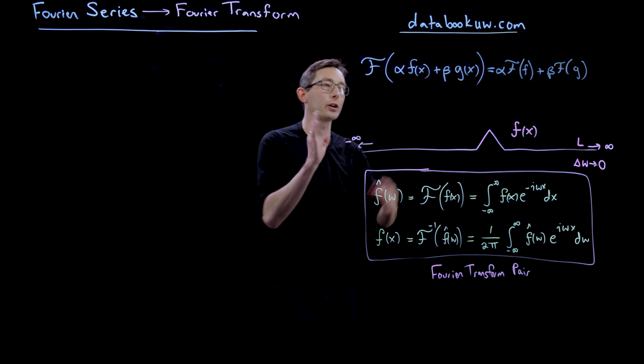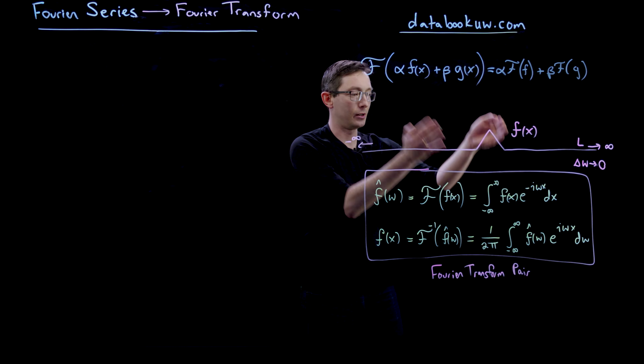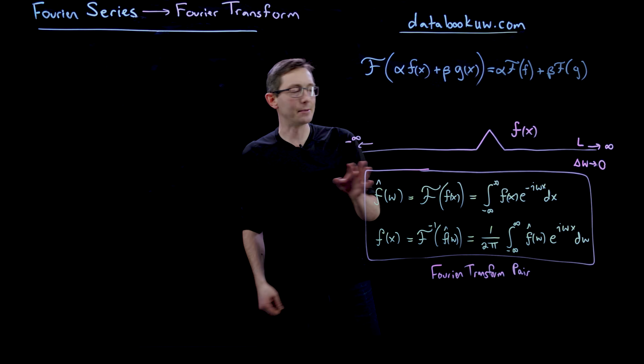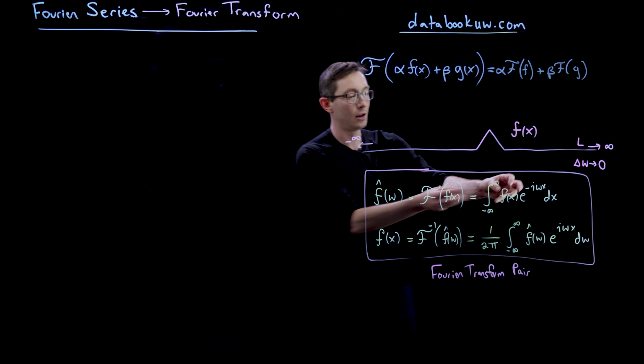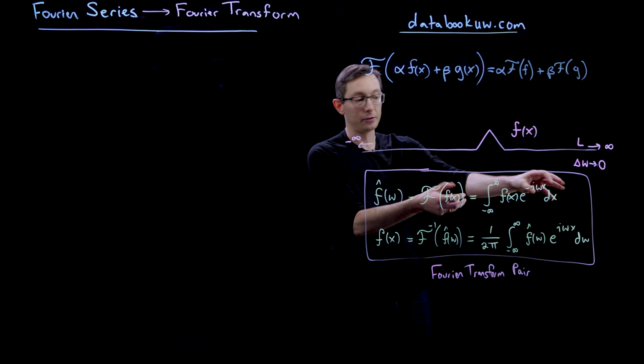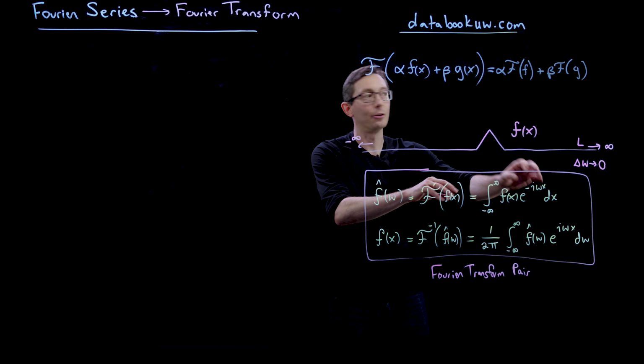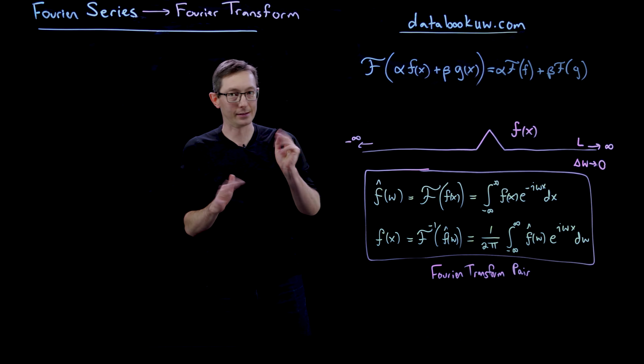Okay, so I'll let you work through this. You can literally take this expression, plug it in here, and it's very simple. If you had alpha f plus beta g here, you could just split that up into two integrals, pop the alpha and the beta out, and you'd recover this property that simply.